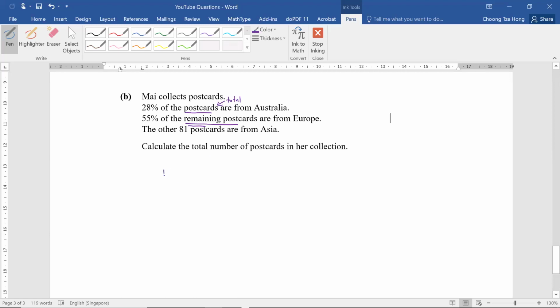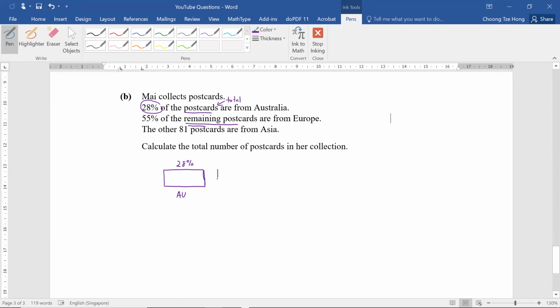So I'm going to draw a box to represent the 28% of the postcards from Australia, alright? So this box represents 28% of the postcards, 28% of the total. So 28%, and these postcards are from Australia, so AU for Australia. 28% of the total is from Australia. That means the remaining postcards have got to make up 72% of the total, right? Because 100% minus 28%, you get 72%.